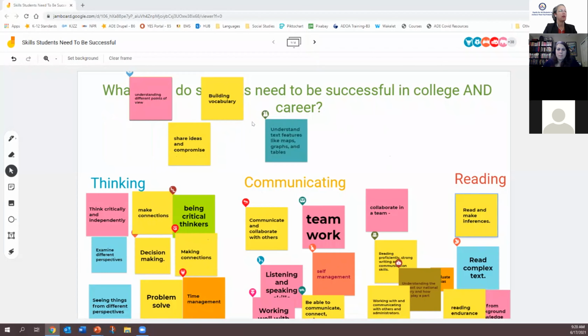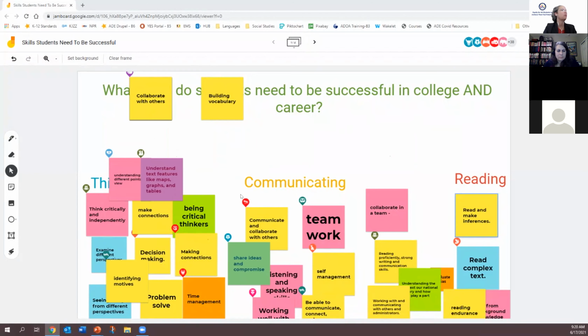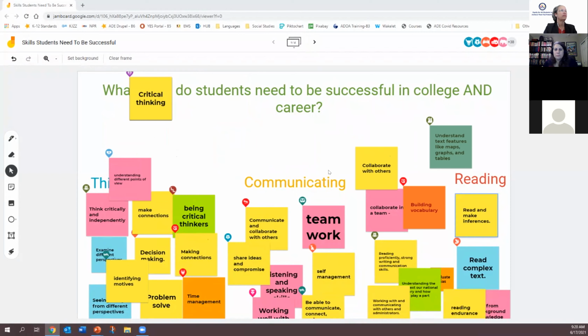Oh, building vocabulary, perfect. Wonderful, collaborate with others, sharing ideas, compromise. Oh, great one. Awesome. Learning about our world. Oh, these are so fantastic. You guys have got it.